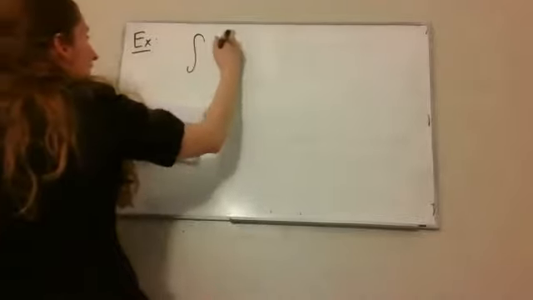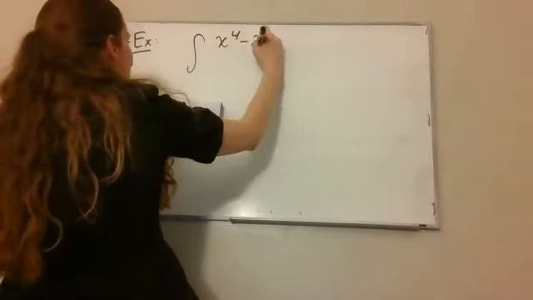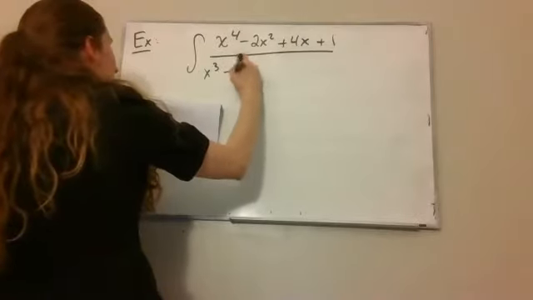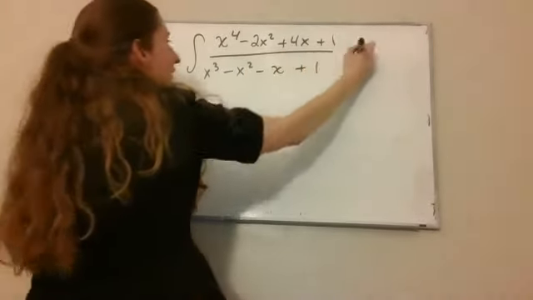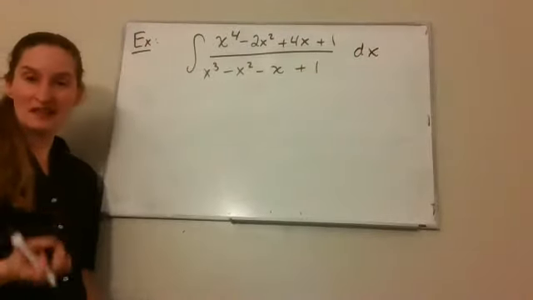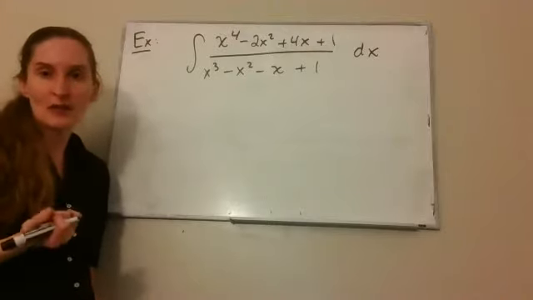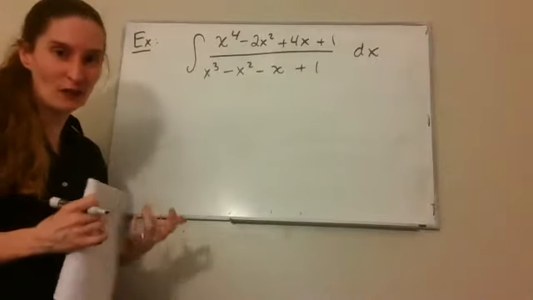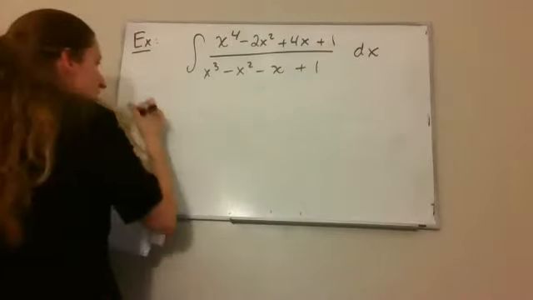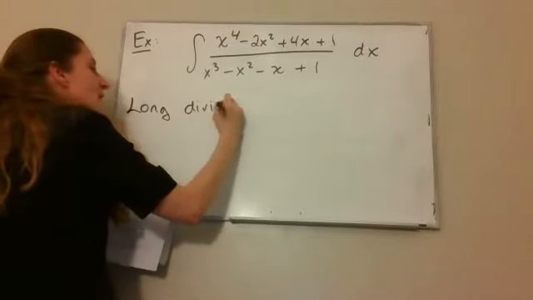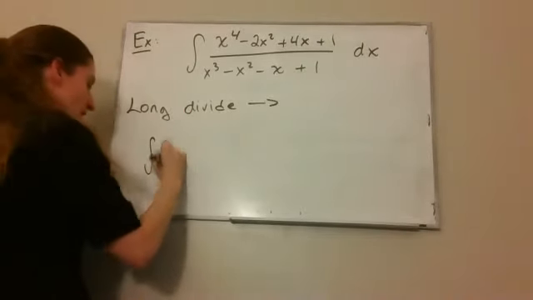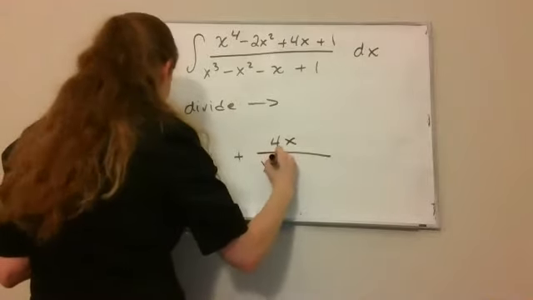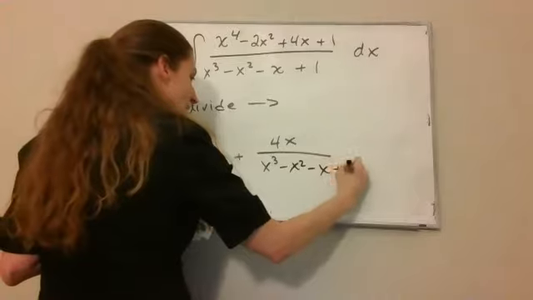So first, let's find the integral of x to the fourth minus 2x squared plus 4x plus 1 over x to the third minus x squared minus x plus 1 dx. And the first thing you should do is examine the degree of the numerator and denominator to determine if you need to long divide. Now, the degree of my numerator is bigger, so yes, we would have to long divide this first. I'm going to skip the long division work and just tell us that after we long divide, we'll get an integral of x plus 1 plus 4x over x to the third minus x squared minus x plus 1.